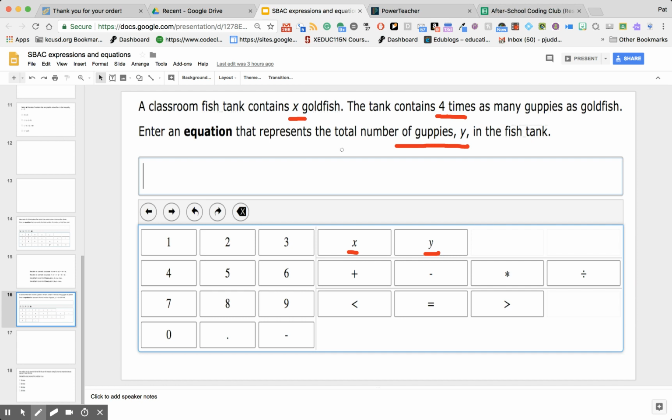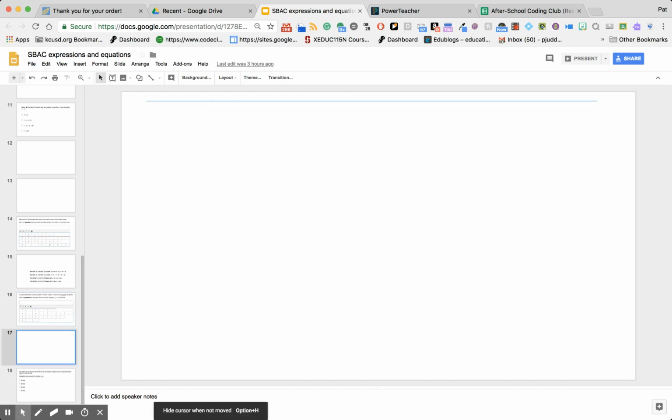Okay, so I'm going to look at, there's X goldfish and there's 4 times as many guppies. So I have 4 times X. And I want an equation that's going to represent the total number of guppies, Y. 4 times X equals Y. If you wrote Y equals 4 times X, same thing. And on to the next one.